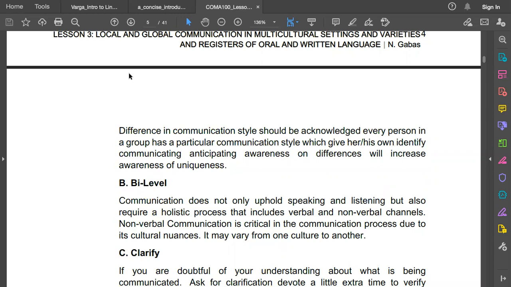Communicating, anticipating awareness on differences will increase awareness of uniqueness. So if you acknowledge, and also just like in globalization, global communicative competence, if you acknowledge the differences that we have, somehow you will be aware that each one in the communication arena is unique. So there will be further understanding and leniency when we communicate.